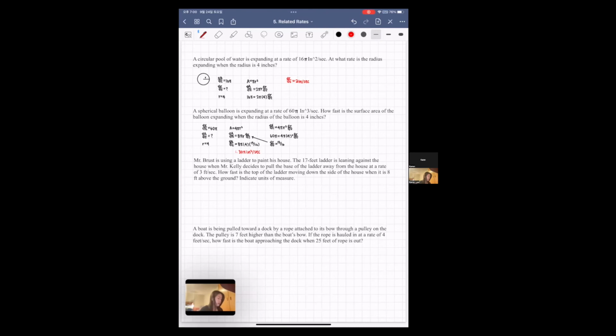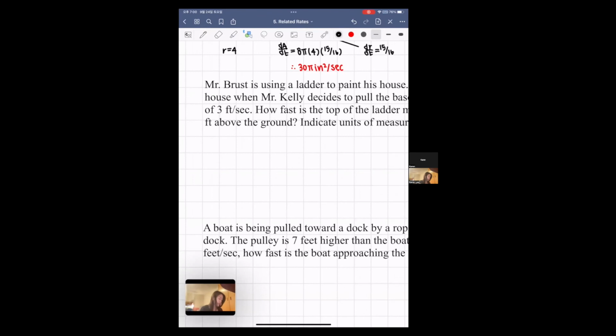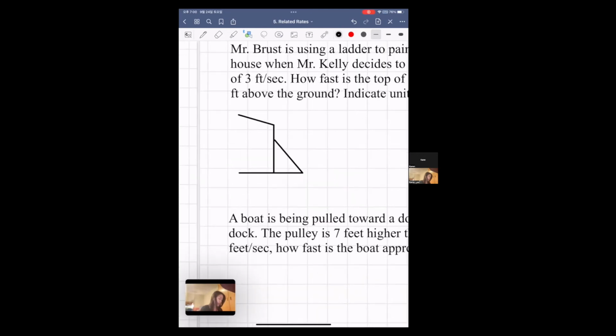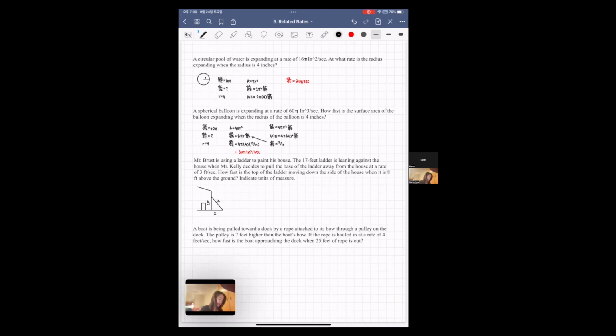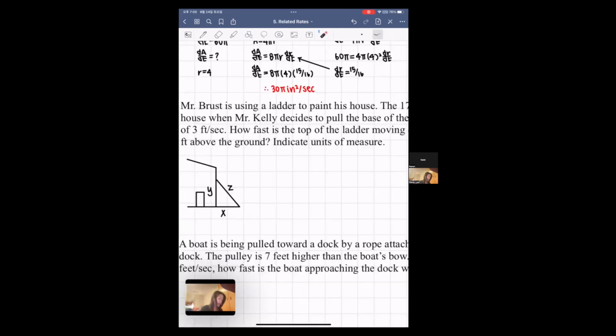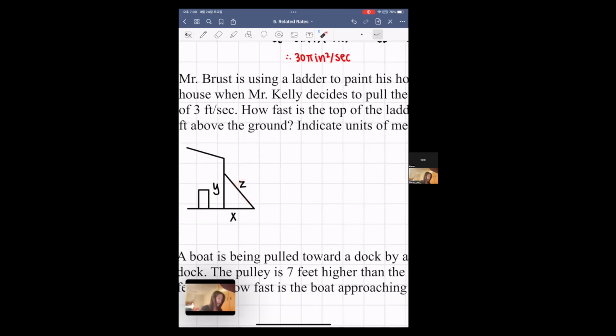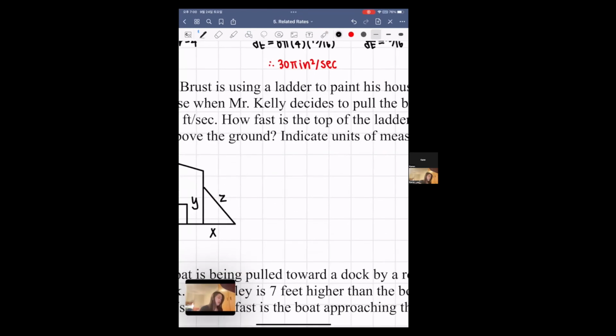Basically, he's using a ladder to paint the house, right? And it might be sort of hard to understand, so I'll draw a diagram to make it easier. Basically, it looks like this, with this being the ladder and this being the house. Let's make it more like a house. Okay. So this is Z, this is Y, and this is X. And what's interesting about this is it says it's a ladder, right? Which means the value of Z cannot change because you can't really change the length of a ladder. So Z will stay at 17.